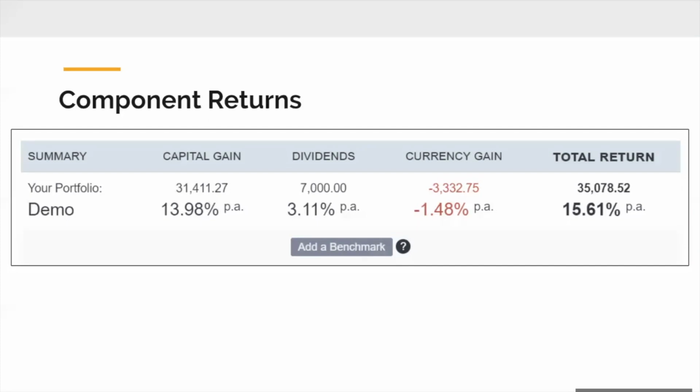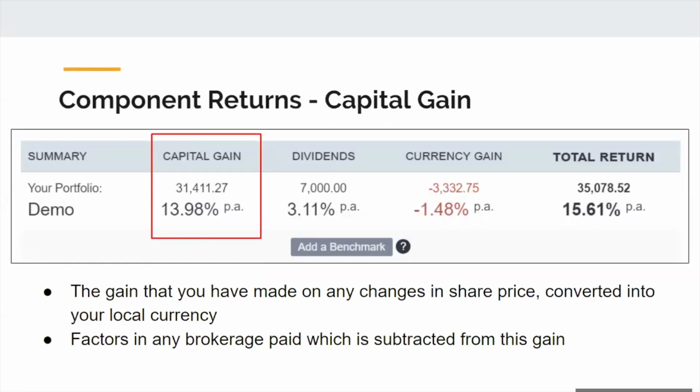But I guess, as I'm sure all of you that have used Sharesight already have noticed, Sharesight breaks down your returns into three separate components: capital gain, dividends, and currency gain. So let's briefly look at each one and why they're important. All right, so capital gain. This is the gain that you have made on any changes in the share price, and we convert this into your local currency. Pretty straightforward.